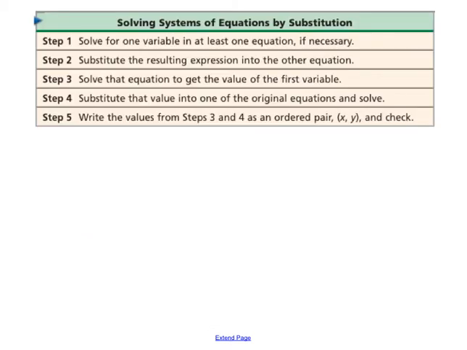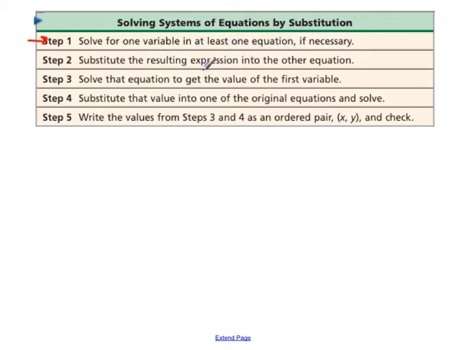Okay, so let's take a look at the steps that are listed here for solving systems of equations by substitution. In some cases, we may use all 5 steps. In other cases, we may only have to use a couple of them. Step 1, as you can see, is that we want to make sure that we solve one variable in at least one equation, if necessary.